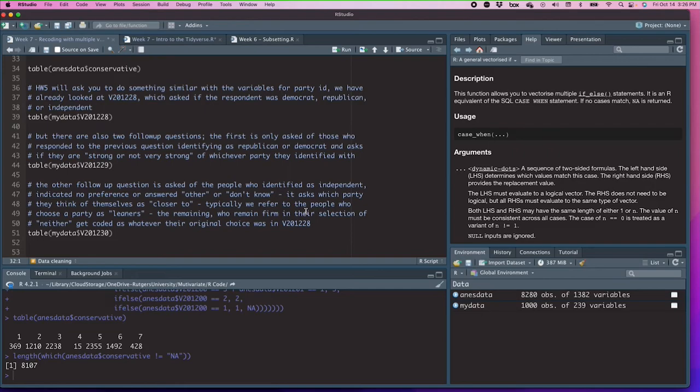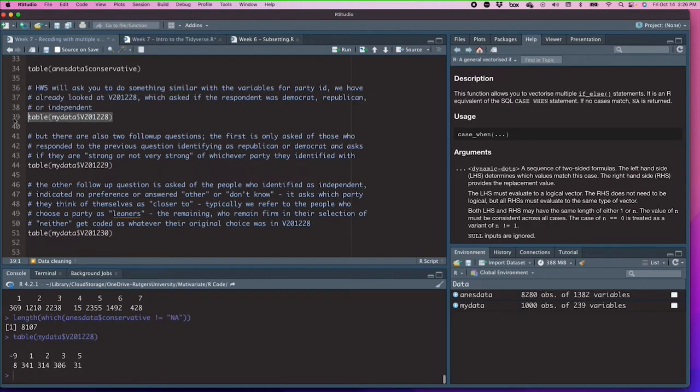So homework 5 is actually going to ask you to do something similar with the various variables for party ID. So we've already looked at this one, which is the party ID 3, where we had just, I can't remember now which one's which, but we had Republican, Democrat, and Independent. But there's 2 follow-up questions in the ANES after asking that question. The first one asks the people who answered the previous question identifying as either Republican or Democrat if they're strong or not very strong of whichever party they identified with.